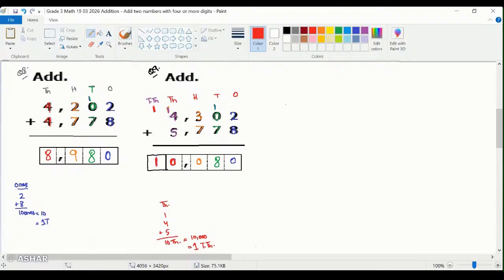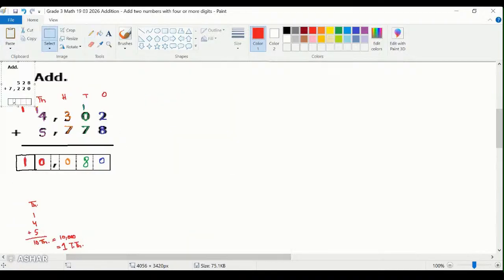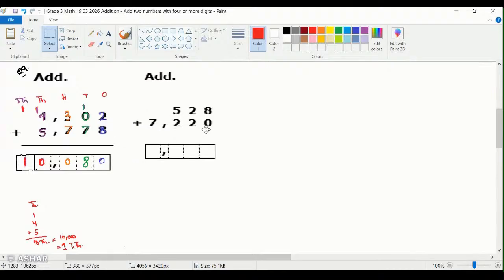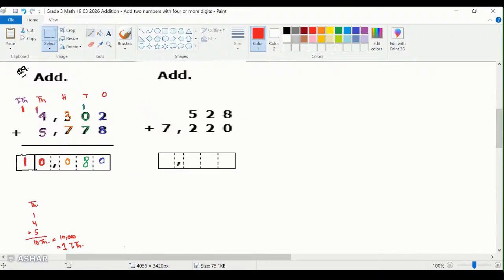Okay, let's have a look at another example. For the next question, it says add a 3-digit number to a 4-digit number. This is the information given to us. If we would need to add these numbers together, we know that we have the ones, the tens, the hundreds, and the thousands position.